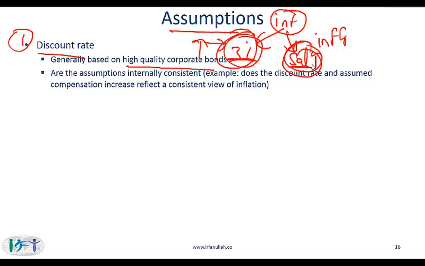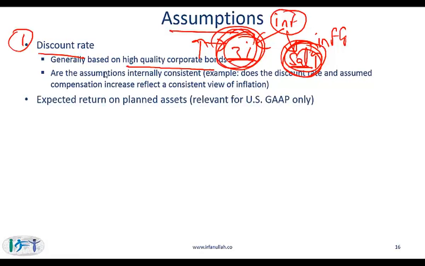And a company will have an incentive to understate the rate at which salaries are going up. So if you look at the numbers, and over here the company is assuming a high inflation rate, and over here with the salary increases the company is assuming a low inflation rate, that means that the assumptions are not internally consistent, and that would be a red flag. Next point is expected return on plan assets. This is relevant for US GAAP only. You as an analyst need to understand whether that expected return is reasonable or not.